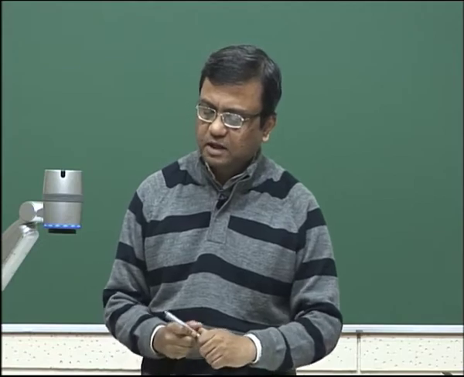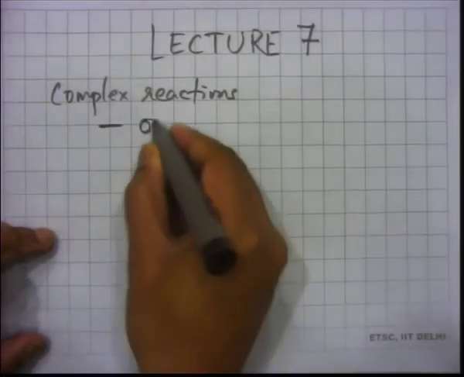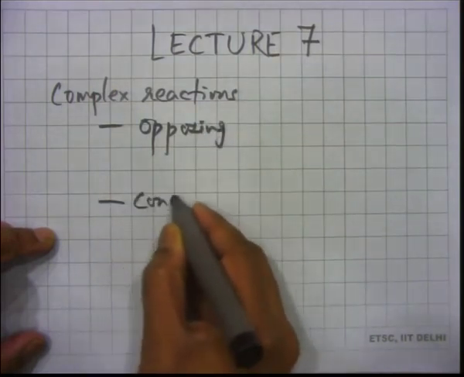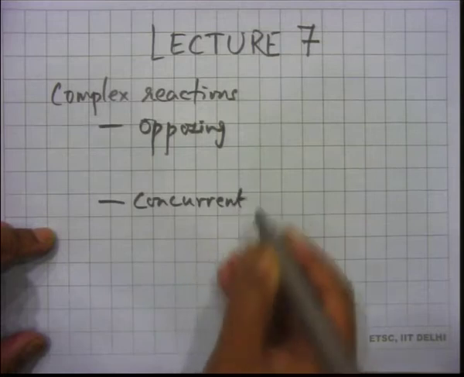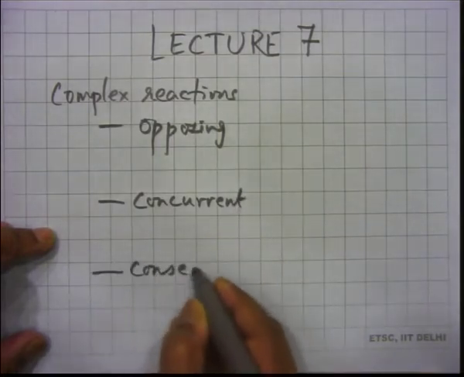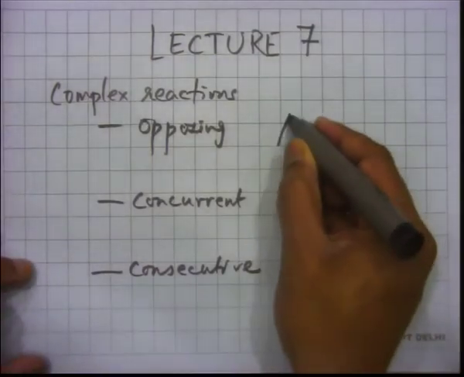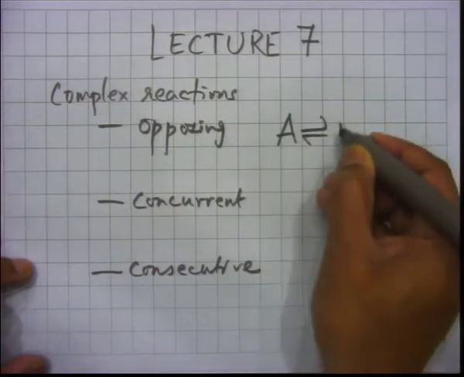So, in this context we will discuss how to analyze complex reactions. Now, three examples of complex reactions are opposing reactions, then concurrent reactions, and also consecutive reactions. And we will discuss all this from a very simplified point of view, in the sense that we will take examples where the species are just written as A, B, C, so symbolic, and some of what I will write will appear to be simplistic, not very common.